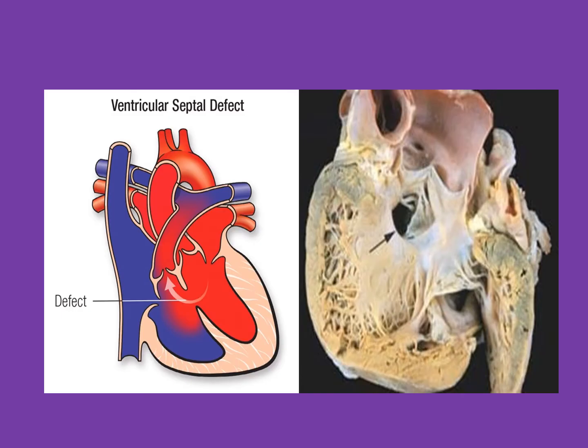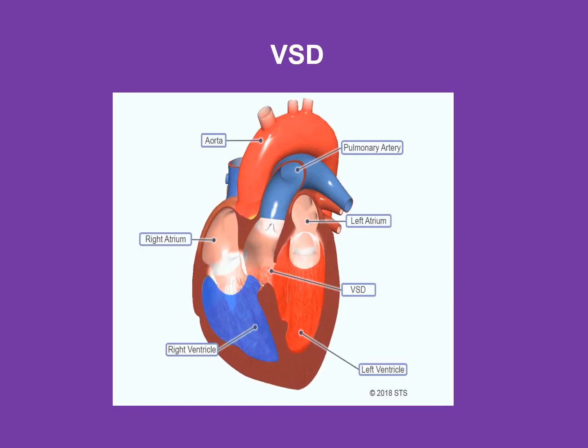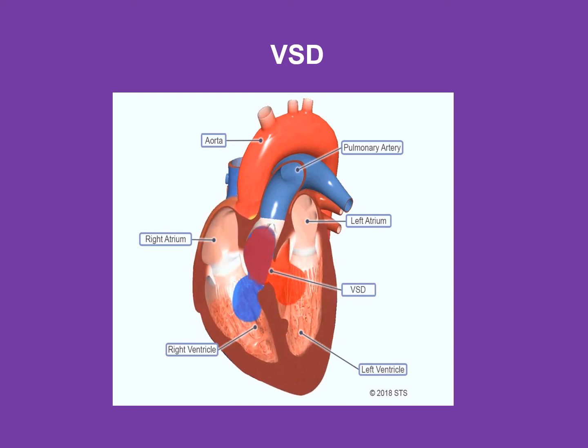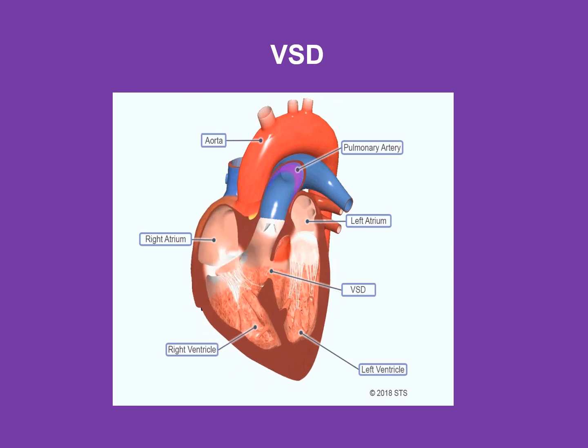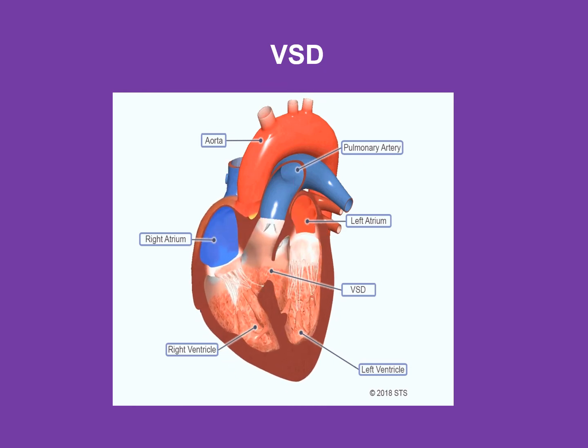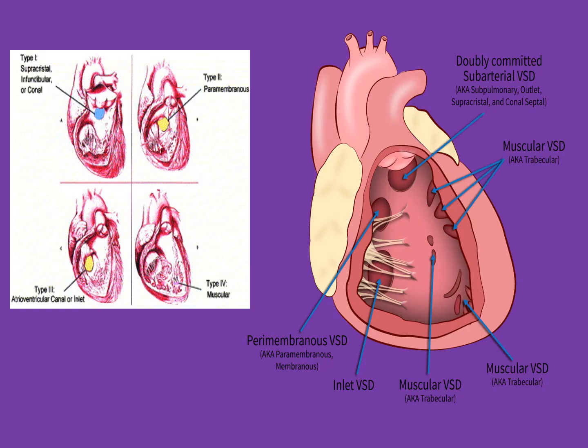So this is your VSD, a defect in the interventricular septum. You can see here there's a mixture of the blood because the blood can flow from the left side of the ventricle to the right ventricle because, again, of the difference in the pressure. Again, this is based on the location here.